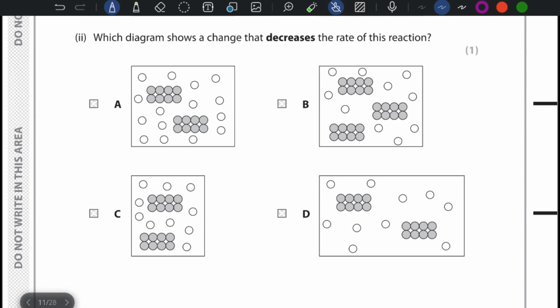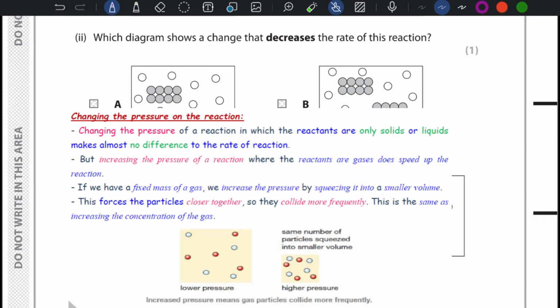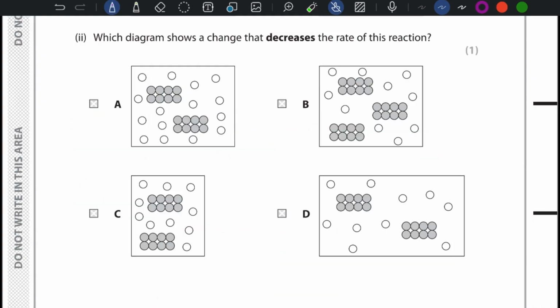Next one, which diagram shows a change that decreases the rate of reaction? If you want to decrease the rate of reaction, you have to decrease the collision rate. To decrease the collision rate, you will choose this one. This one will have a lower collision rate as the volume of the container is increased, so fewer collisions per unit time. So the correct answer is D. Next question.